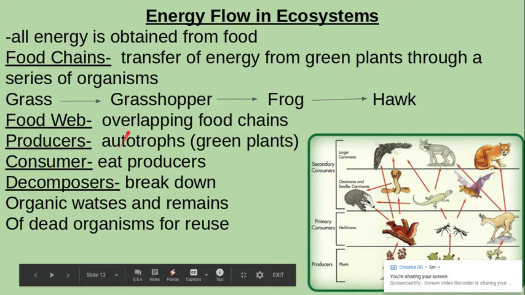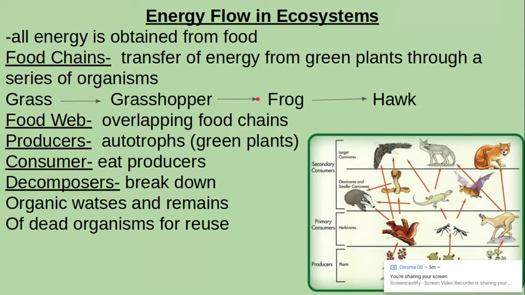So a grasshopper eats grass. Who gets the energy? Grasshopper. So the arrow goes the way the energy flows. Frog eats grasshopper. Who gets the energy? Frog. The hawk eats the frog. Who gets the energy? The hawk.